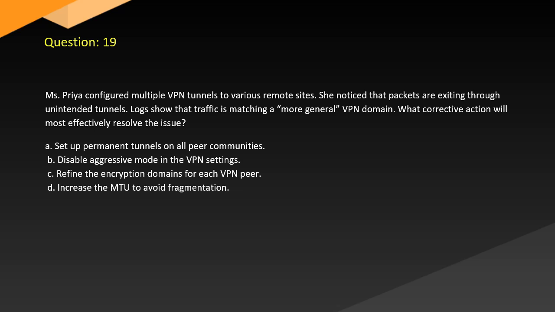A. Set up permanent tunnels on all peer communities. B. Disable aggressive mode in the VPN settings. C. Refine the encryption domains for each VPN pair. D. Increase the MTU to avoid fragmentation.